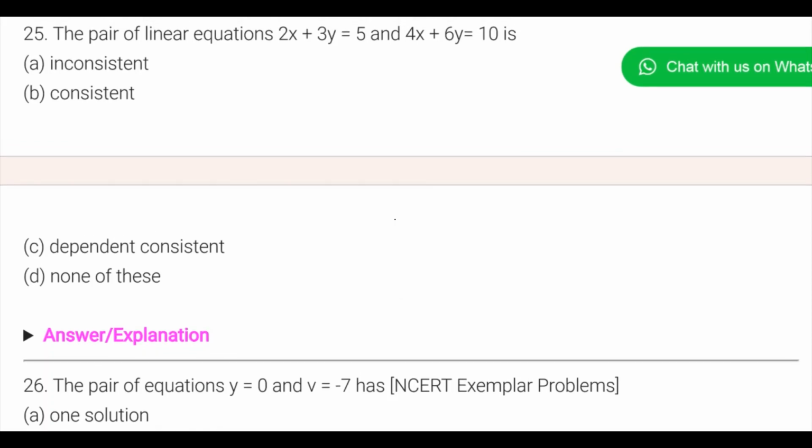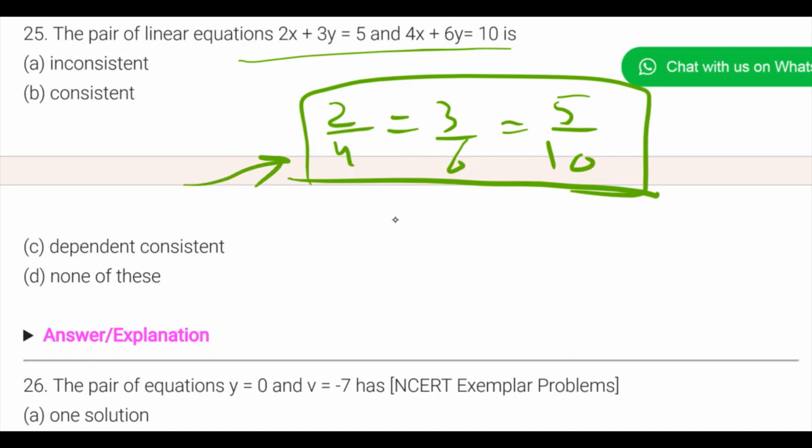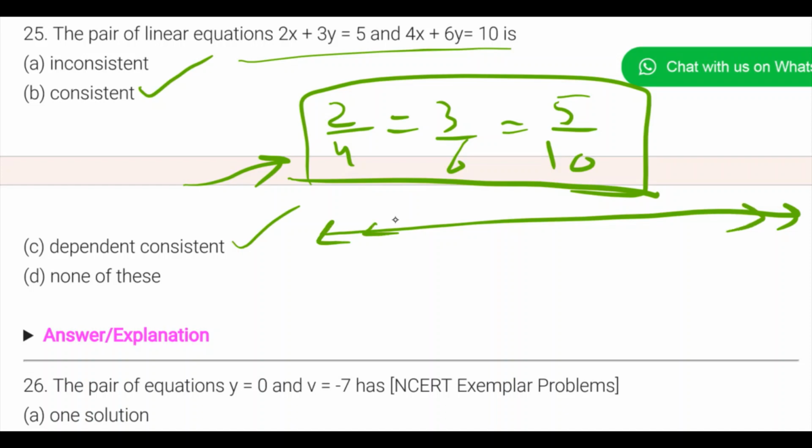Twenty-fifth, the pair of linear equations. So apply the conditions. 2 by 4 equals 3 by 6 equals 5 by 10. So all the ratios are 1 by 2. So they are coincident lines, which is consistent. If you look at the options, there are 2 options: consistent, dependent, consistent. For coincident lines, we never get one solution. So we get infinitely many solutions.